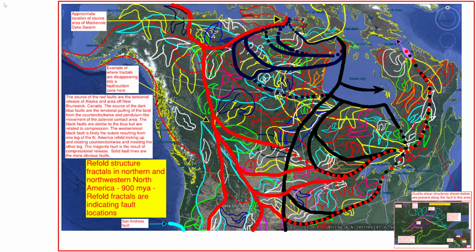Okay, here's all the faults drawn in based on the character of the refold fractals. First I'm going to read these text boxes, and then I'll talk more in detail. So over here, approximate location of source of the Mackenzie Dyke swarm. I talked about that in another presentation.